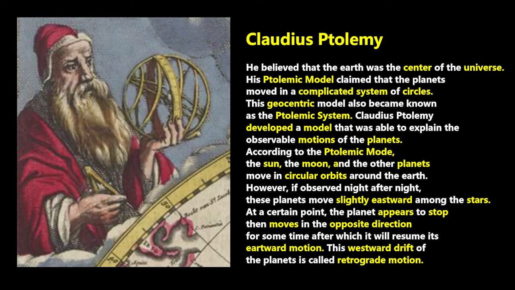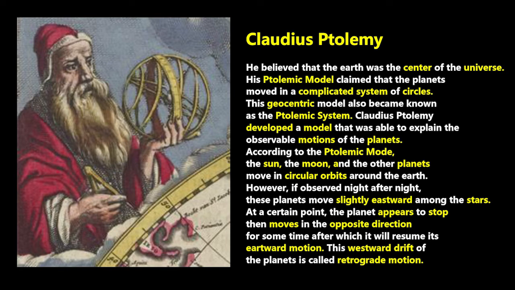Claudius Ptolemy developed a model that was able to explain the observable motions of the planets. According to the Ptolemaic model, the sun, the moon, and the other planets move in circular orbits around the earth. However, if observed night after night, these planets move slightly eastward among the stars. At a certain point, the planet appears to stop, then moves in the opposite direction for some time, after which it will resume its eastward motion.